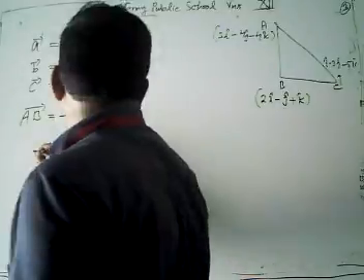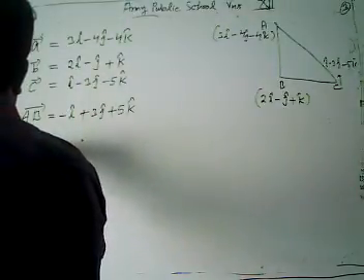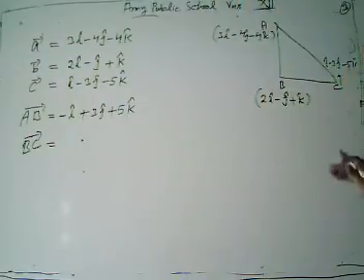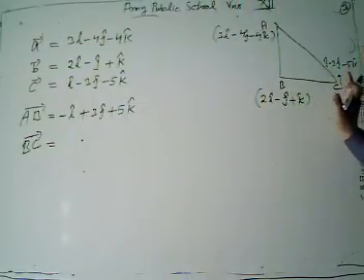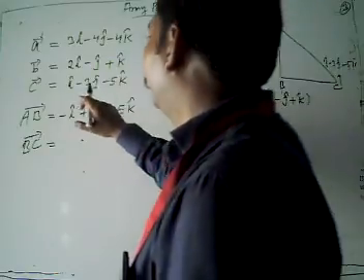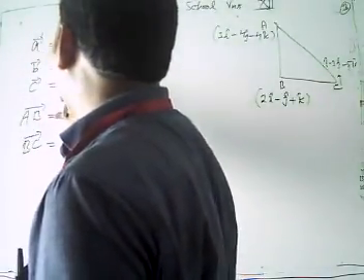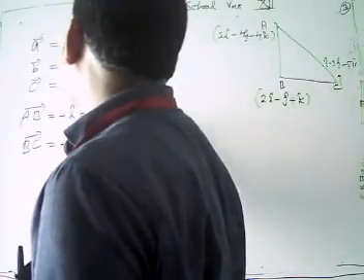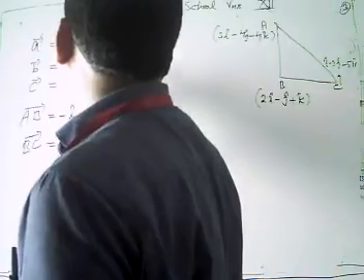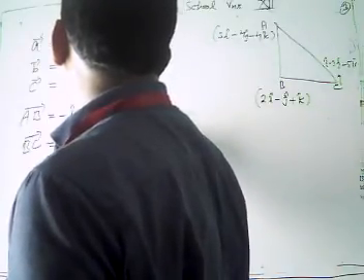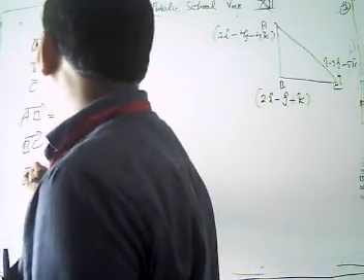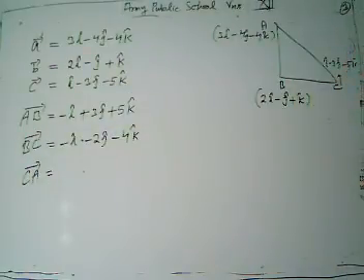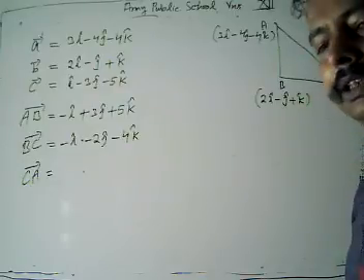Now we are going to find vector BC. How can we get BC? Position vector of C minus position vector of B. Then (1 minus 2) gives minus i cap, (minus 3 plus 1) gives minus 2j cap, and (minus 5 minus 1) gives minus 6k cap. Now we have vector BC: minus i cap minus 2j cap minus 4k cap.